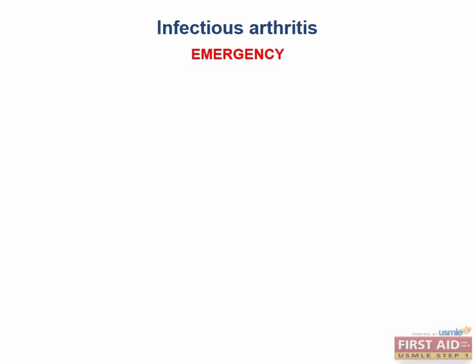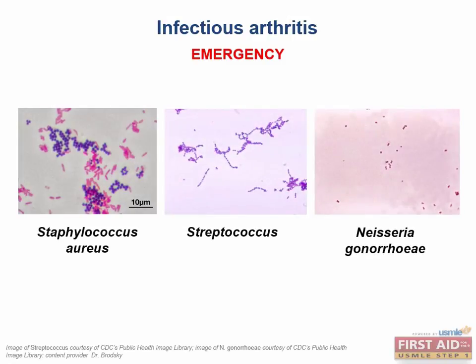Infectious arthritis is quite often an orthopedic emergency. Why? Because it's a raging infection that is restricted to a very small space in a joint. Usually, it presents in a single joint that may then move to another joint and often moves asymmetrically. There are some classic organisms that cause septic arthritis. Most importantly, Staph aureus and Streptococcus, and Neisseria gonorrhea.